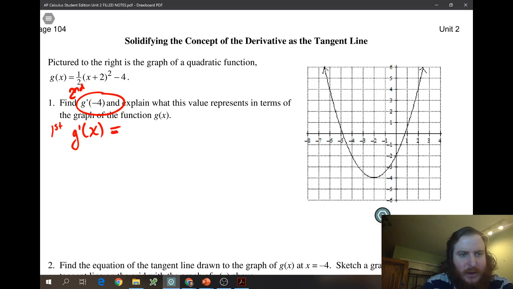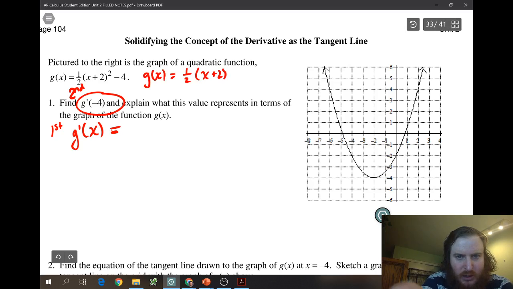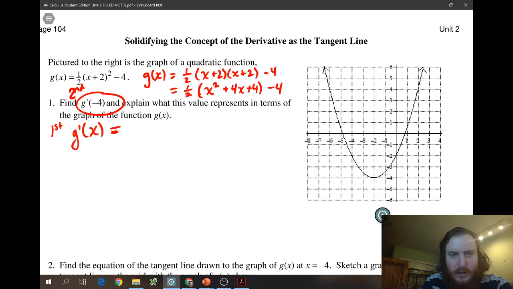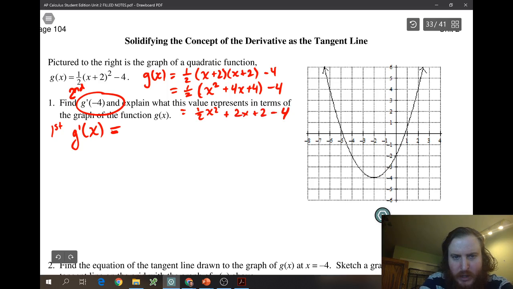Before we can find the derivative, we need to rewrite g of x as a polynomial. Let's write it as 1/2 times x plus 2 times x plus 2, minus 4. We're going to need to FOIL this out. Using the shortcut, we get 1/2 times x squared plus 4x plus 4, minus 4. We square the first, multiply them together, 2 times x is 2x, multiply that by 2, and square the second. That gives us 1/2 x squared plus 2x plus 2 minus 4. When I simplify, combining like terms, I like to underline my x squareds once, my x's twice, and my numbers 3 times. That helps me combine like terms. So 1/2 x squared plus 2x minus 2. This is what g of x was equal to.